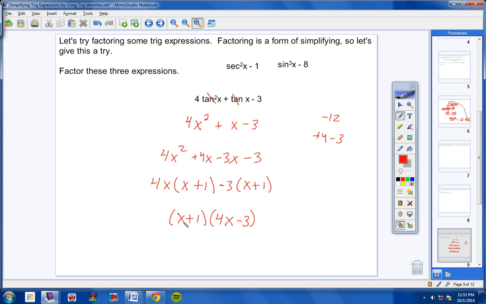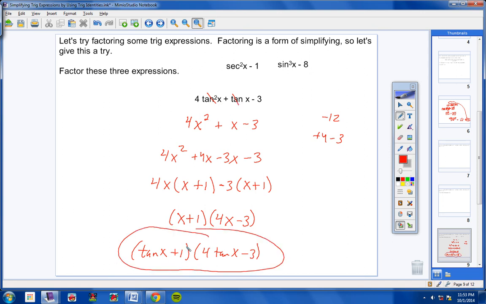There. Now just put tangent back in. So your final answer would be tangent x plus 1, and then 4 tangent x minus 3. Remember, everywhere there was an x, you took a tangent out, okay? And so we put it back in. And there we go. Not too difficult, okay?